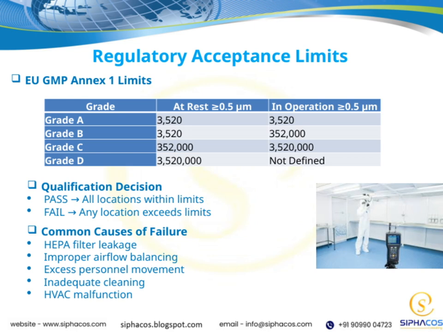Grade D is more lenient at rest with a limit of 3,520,000, but in operation, it's not defined, meaning it generally isn't suitable for critical environments. These limits are aligned with EU GMP Annex 1 standards, which set the regulatory acceptance thresholds. Understanding these values helps us ensure that our environments meet the necessary cleanliness standards for compliance and safety.